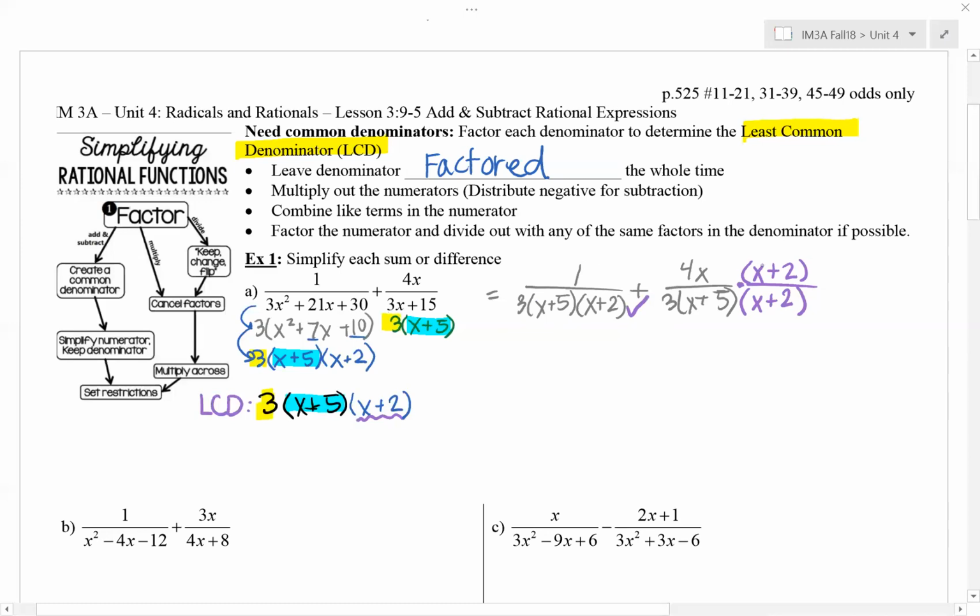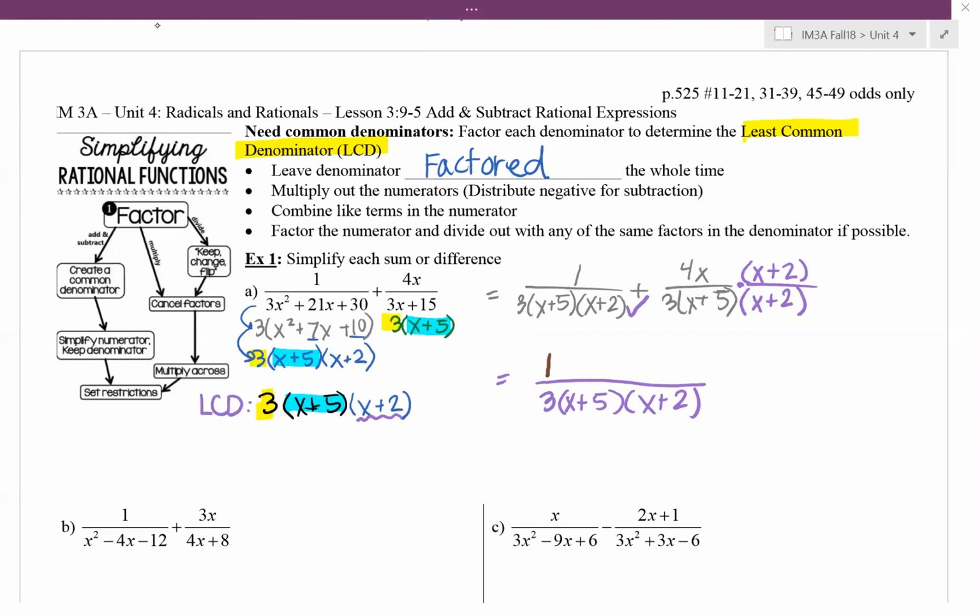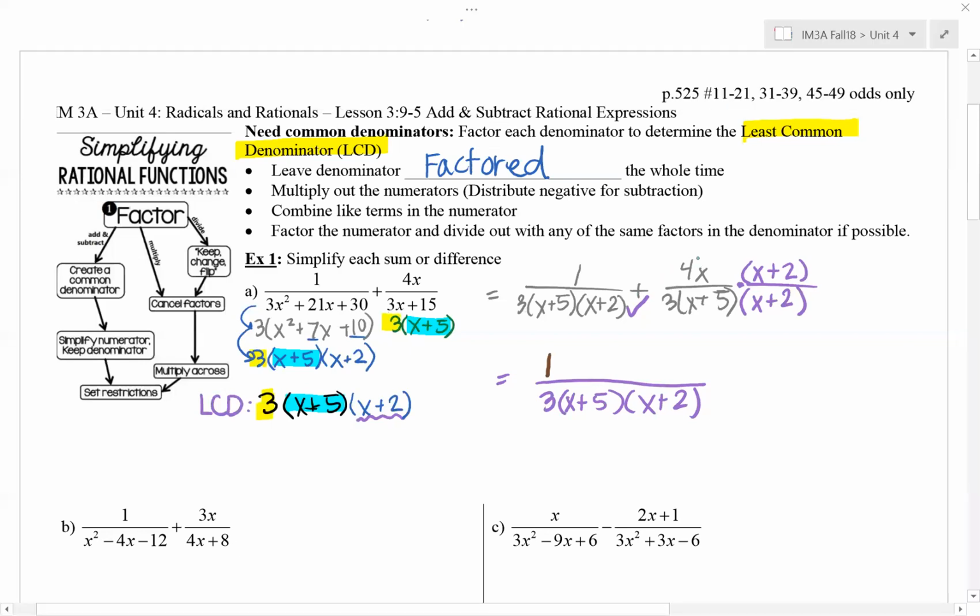So now notice that once I simplify this, our denominators are the same. So when I do this, I can now bring these things together as a single denominator, 3 times x plus 5 times x plus 2, because they both have that. So for the first fraction, my numerator is still 1. I didn't multiply it by anything, so that's going to carry over. And then for my second numerator, I have to distribute my 4x. So 4x times x is going to be plus 4x squared. And then 4x times 2 is going to give us 8x.